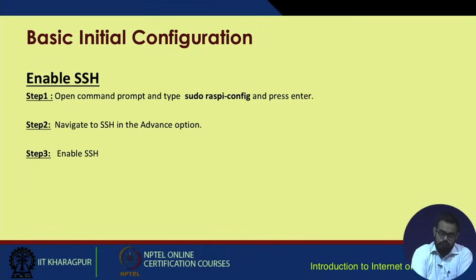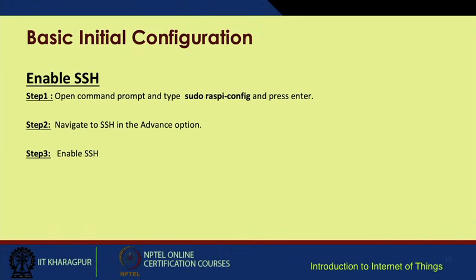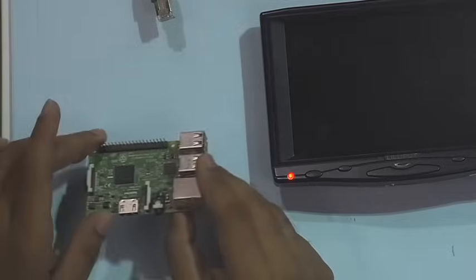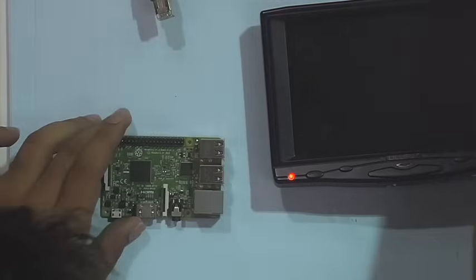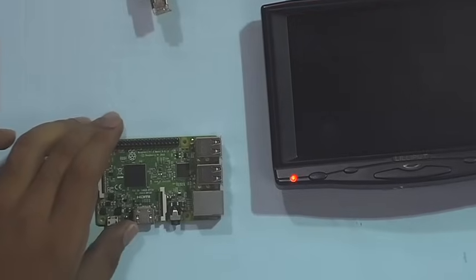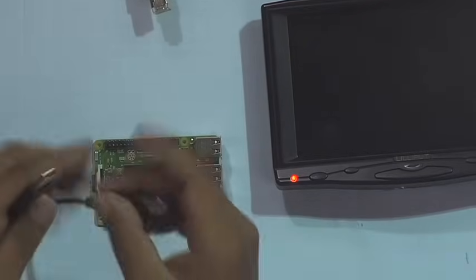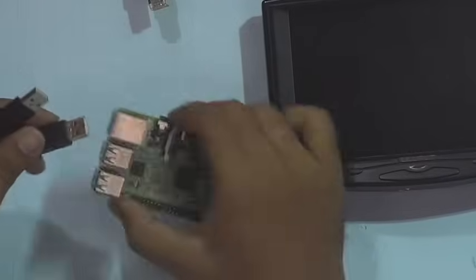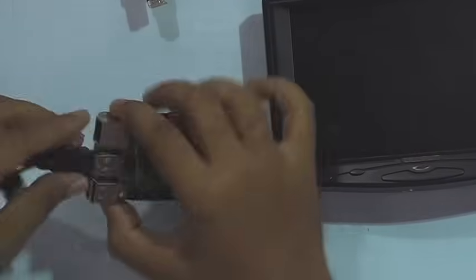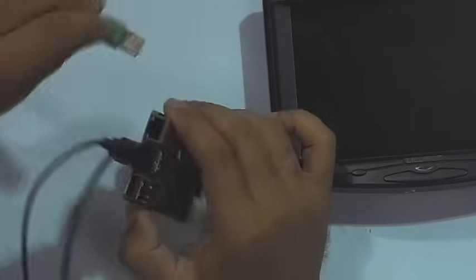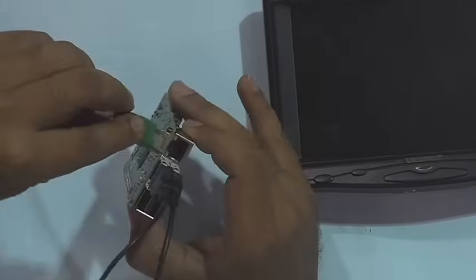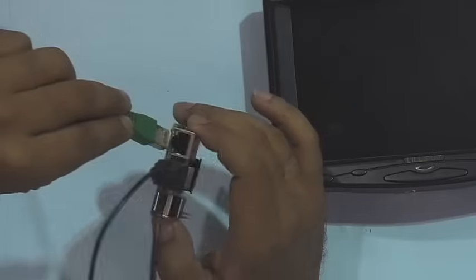Now before coming to this step, let me give you a demo of how to start off with the basic Raspberry Pi installation. So over here, first of all, I have a keyboard and mouse. I'll just connect them to the USB ports. Choose any USB port. I have a LAN cable ready. I'm connecting it to the Ethernet port.